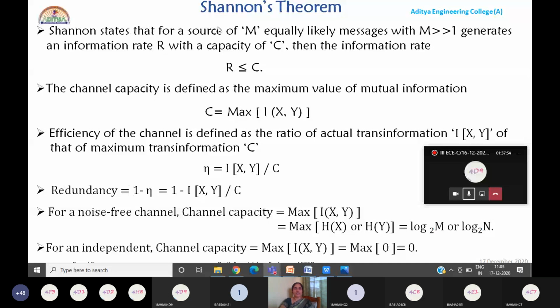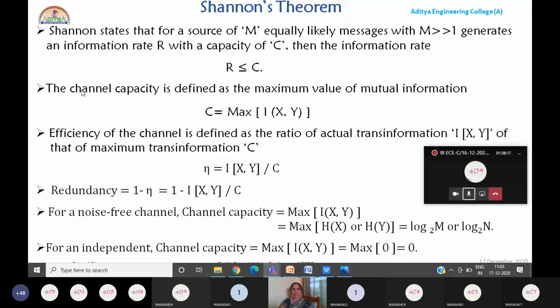Shannon states that for a source of m equally likely messages with m far greater than 1, which generates an information rate capital R with a channel capacity of C, the information rate capital R should always be less than or equal to the channel capacity. So this is Shannon's theorem.